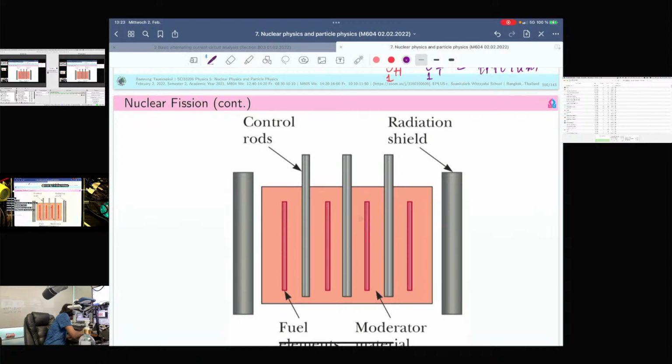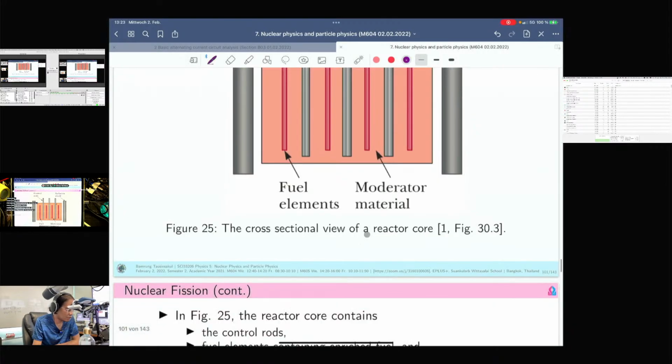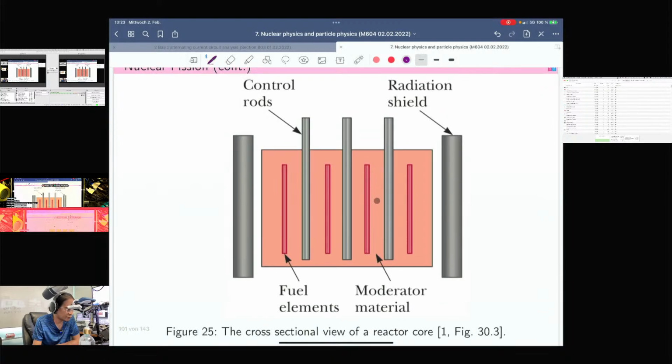Let's go further. You see where the moderator is. This is the moderator, and the controller is used to control how much energy you want. If you pull it up, the neutron will go easily to hit the fuel element, and you will get high energy. If you leave it down, it's going to obstruct some neutrons, and the amount of uranium-235 fission will not be so high.